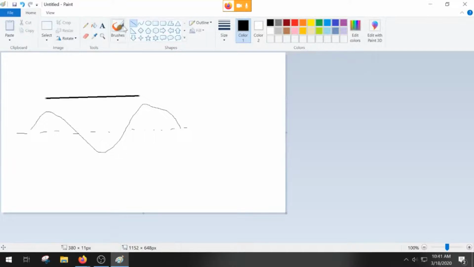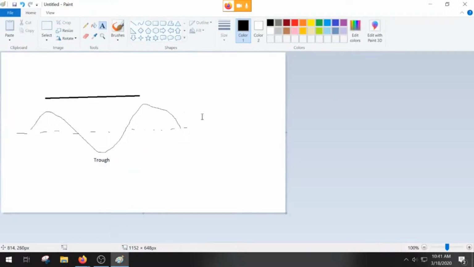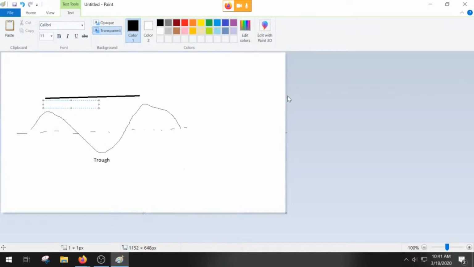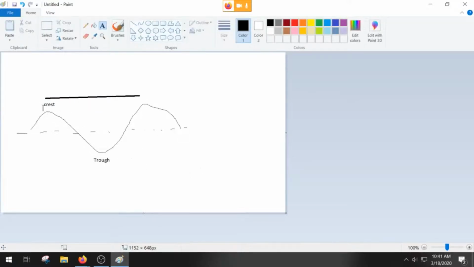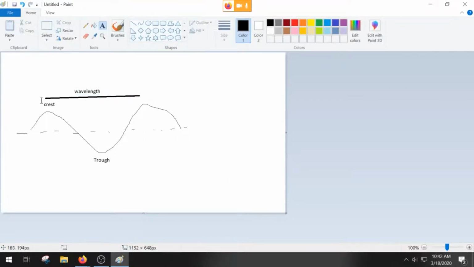Now, this portion down here, right, that's what we're going to call a trough. Right, so the trough is the low point of your wave. Your trough is your negative amplitude. Up here, your high point in your wave, right, that's what we call your crest. Right, your crest is your positive amplitude. Again, this distance here would be your wavelength, and it takes a period of time, T, to travel that distance.